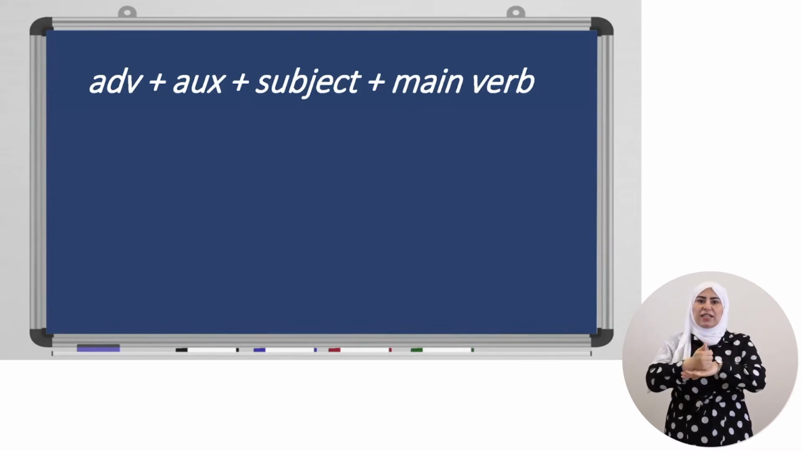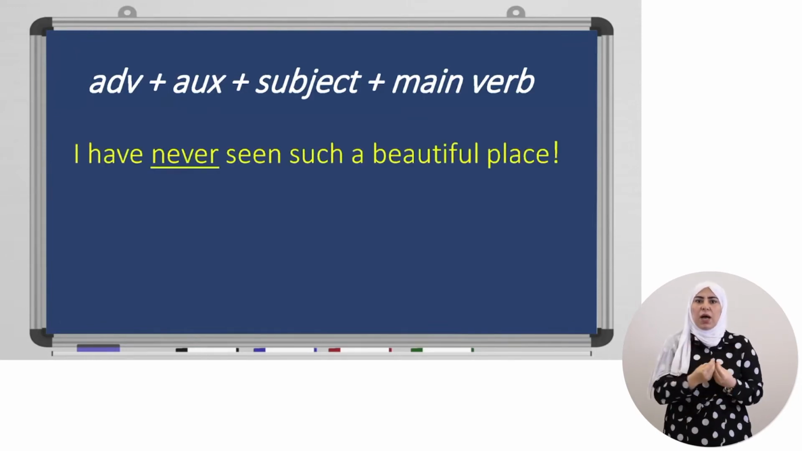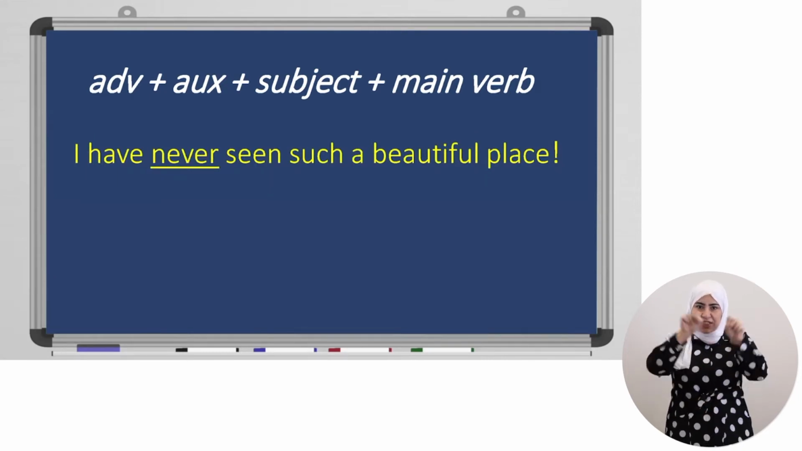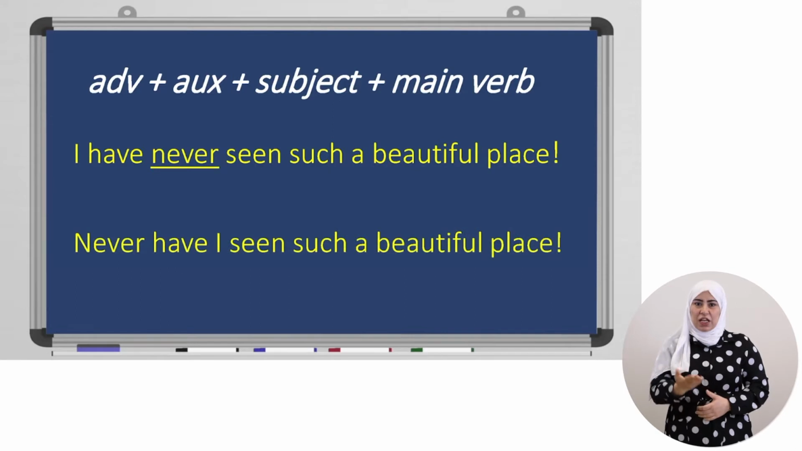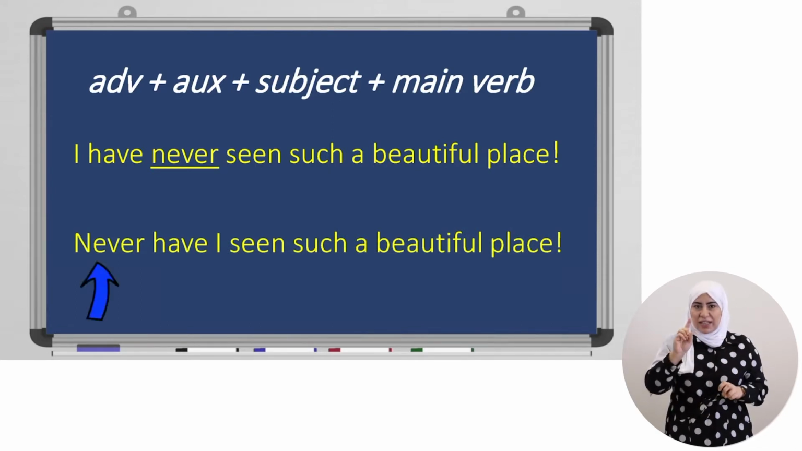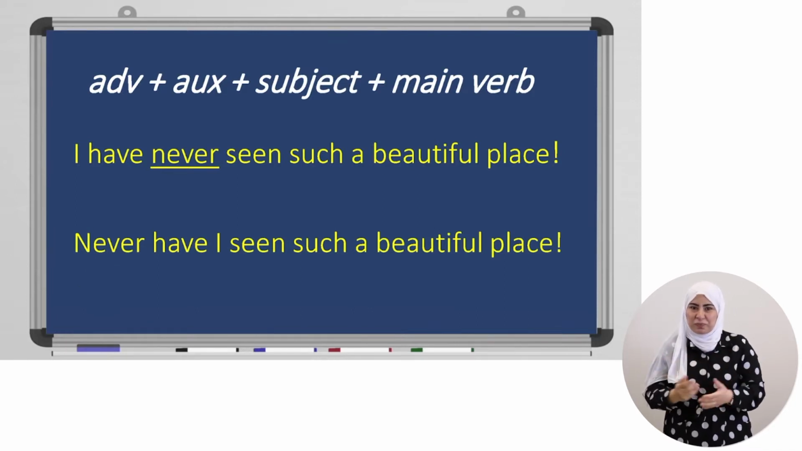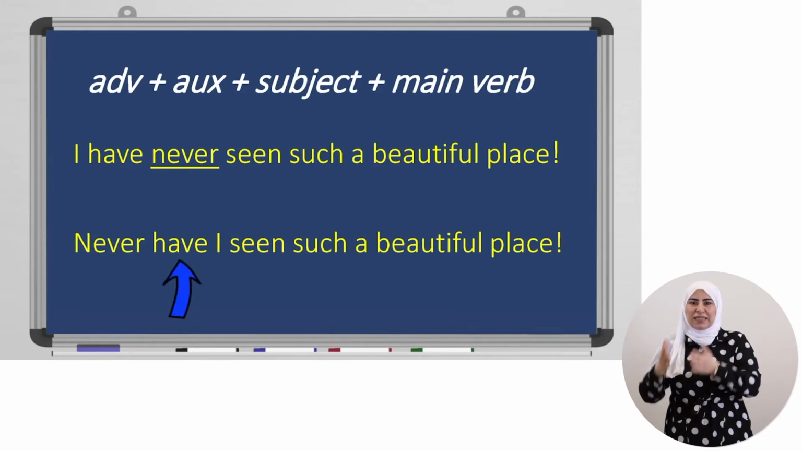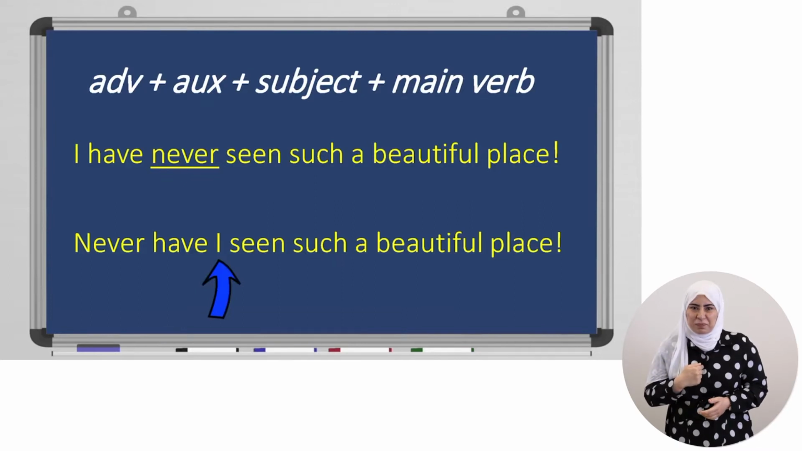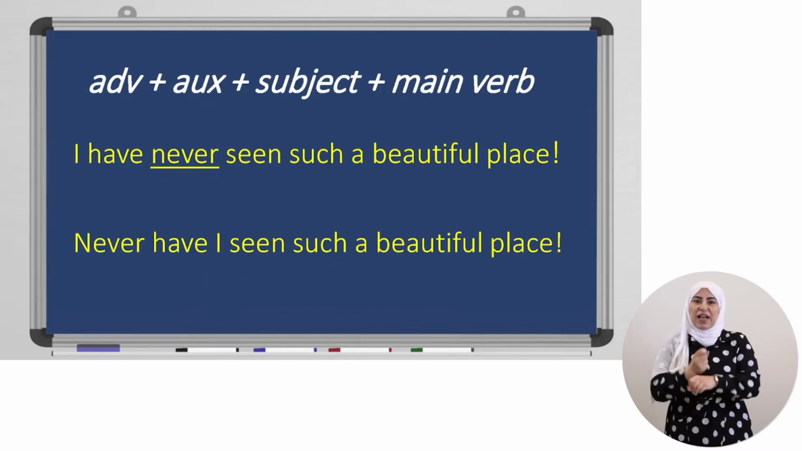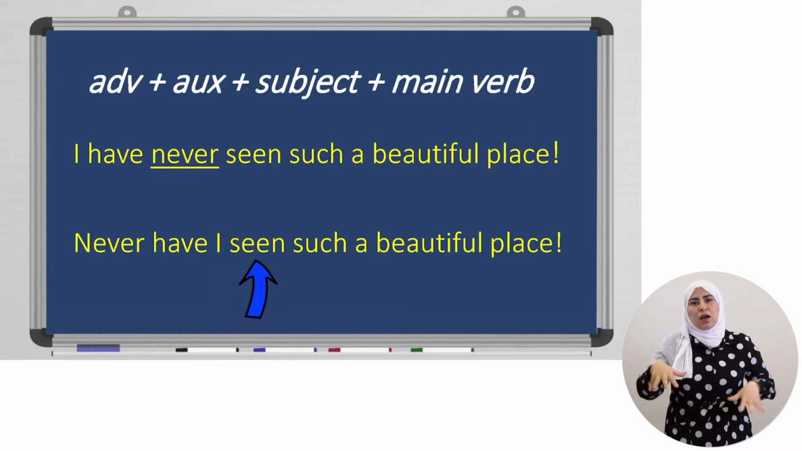Very simple. Let's see how we applied that equation to the first sentence that we took. I have never seen such a beautiful place. This is our regular sentence. Let's give it a little bit of emphasis. Where's our adverb? It's never. Exactly, it's never. So we're going to start with it. Never, and then we're going to add our auxiliary. Where is it? Or our modal. Have. Never, have. And then what do we add? We add the subject. Never have I. Then we add our main verb, seen such a beautiful place.